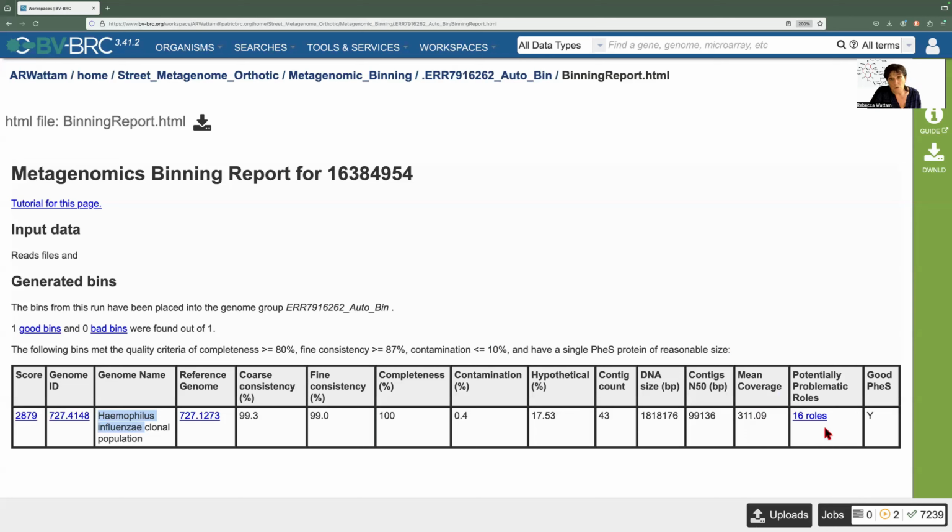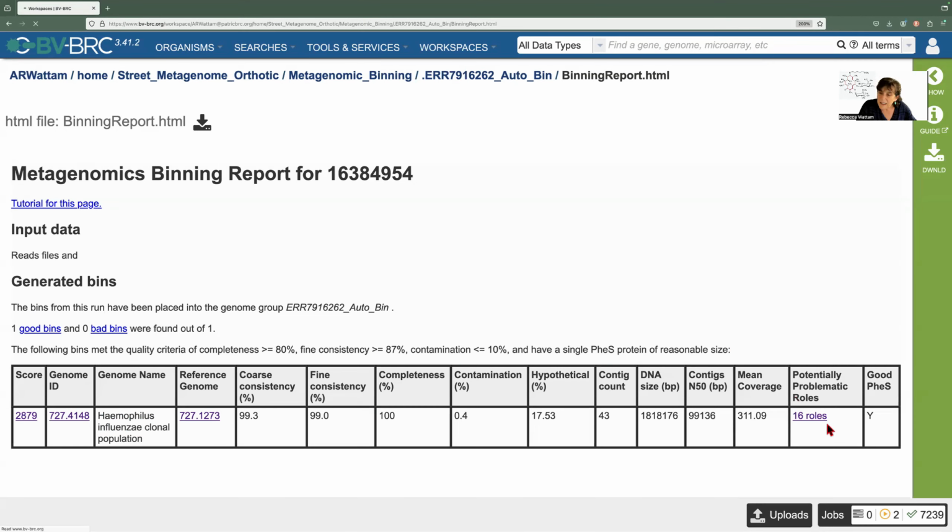Potentially problematic roles. It's looking at all the genes or proteins that are annotated and looking for things that don't look right. So across all the genes that are annotated for my binned genome, it found that 16 had a problem, and it has a good phenylalanine tRNA synthetase. Now, generally, when you have a problem, one of these cells is yellow. None of these have problems. Note that anything that's blue, score, genome ID, reference genome, potentially problematic roles, they're underscored, which means it is a hyperlink.